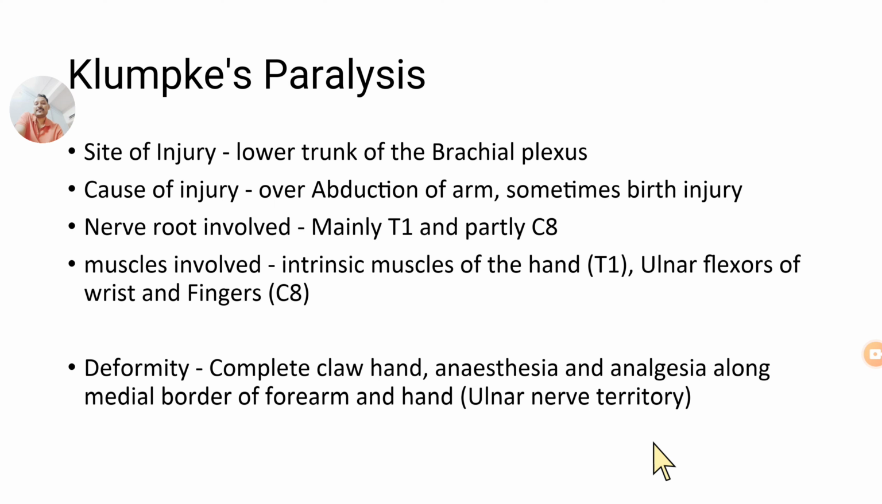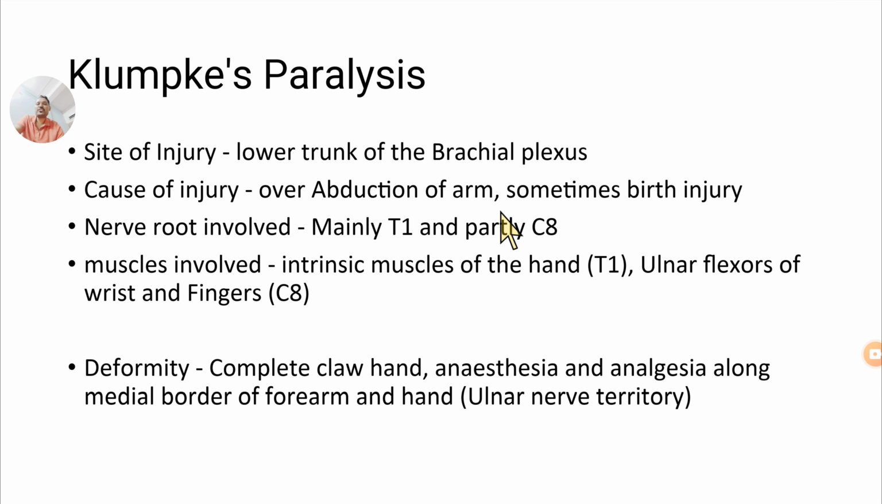This is another paralysis that is possible, Klumpke's paralysis. Your lower trunk is involved in an injury to the brachial plexus in over abduction of the arm. Here I will focus on the arm, because the arm is over abducted like this, and this is stretching your lower trunk. If the upper part is involved, it will be the upper trunk. If this is happening, this will press upon the lower trunk, and this will make Klumpke's paralysis in that person.